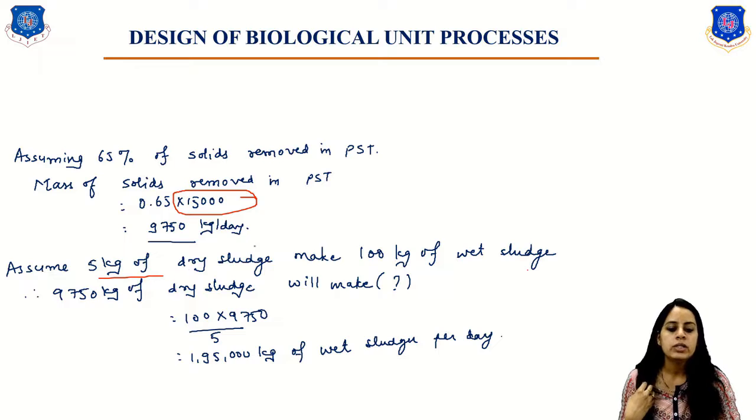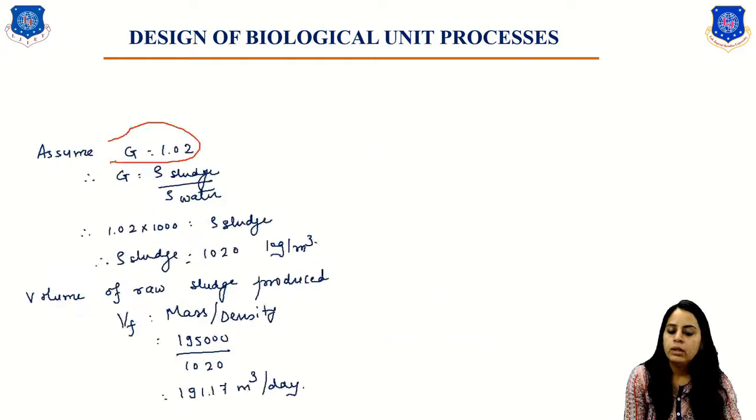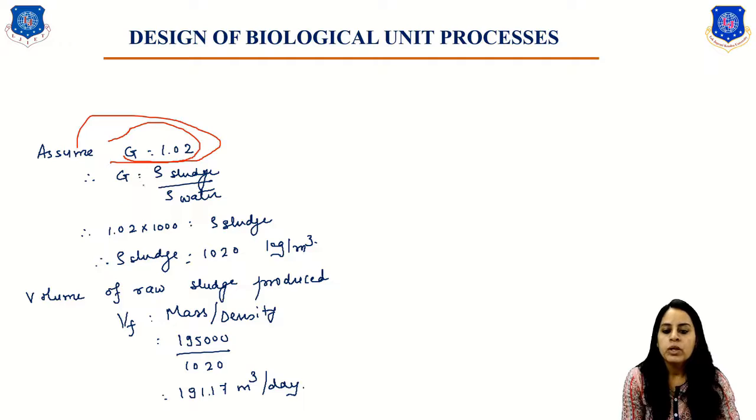For that, 100 into 9,750 divided by 5. So the answer is 1,95,000 kg of wet sludge per day. Okay, assume G is equal to 1.02. So G is equal to rho sludge divided by rho water. So G is equal to 1.02 given, and the density of water is 1000. So the rho sludge is equal to 1020 kg per meter cube.